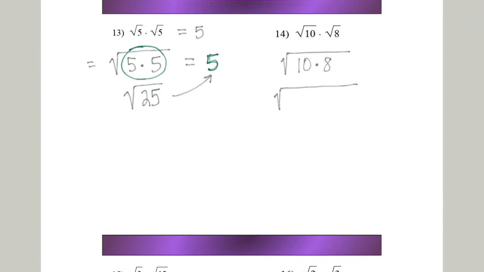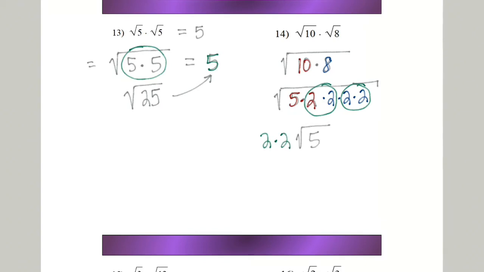The square root of 10 is the same thing as the square root of 5 times 2. And then 8, and let me do this in color here, 10 is 5 times 2. You'll see why I put the 5 first in just a minute. 8 is the same thing as 2 times 2 times 2. Now I can look for my pairs. I have a pair of 2s, I have another pair of 2s, so I have 2 times 2 on the outside, and my leftover is that 5. So 4 times the square root of 5.